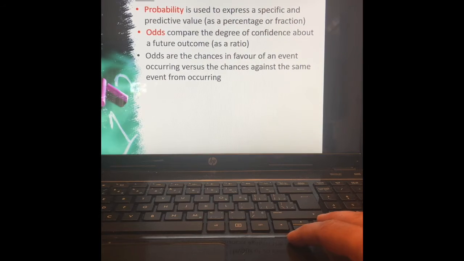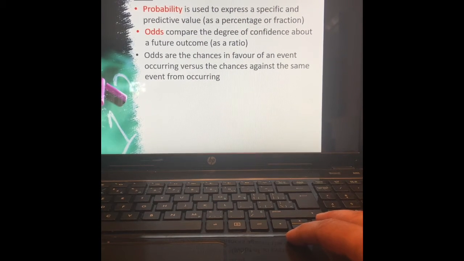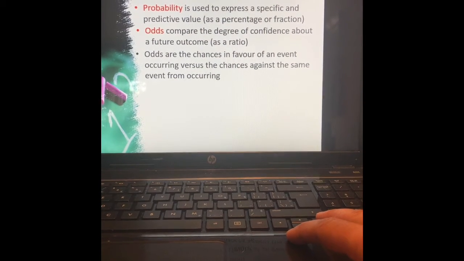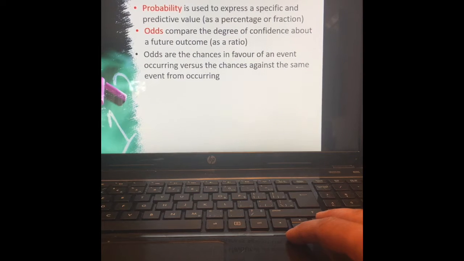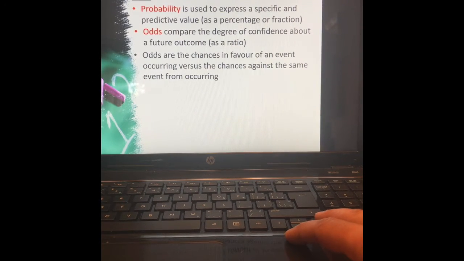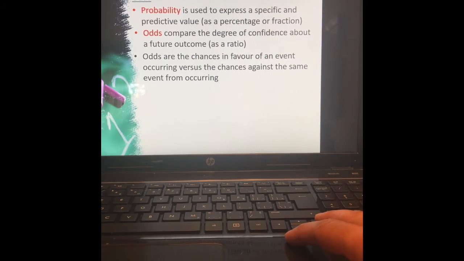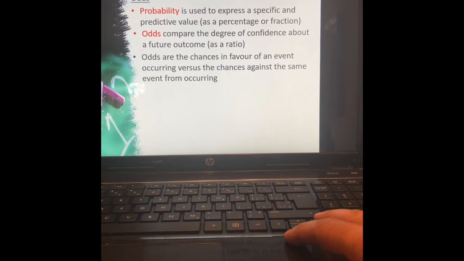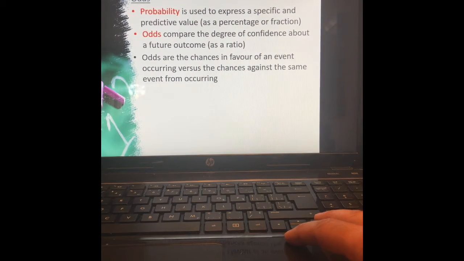So chances in favor of an event occurring versus the chances against the same event occurring. So again, the numerator from probability is the first value of odds. The second value, or the denominator of probability, is all possibilities. Whereas the odds, the second value, isn't all possibilities. It's just the possibilities that you don't want.